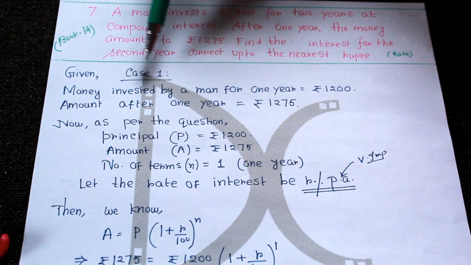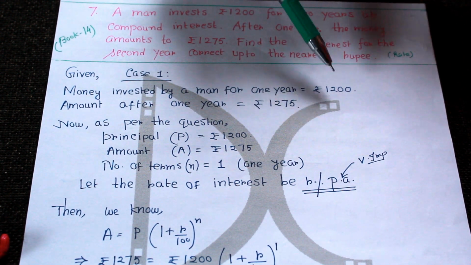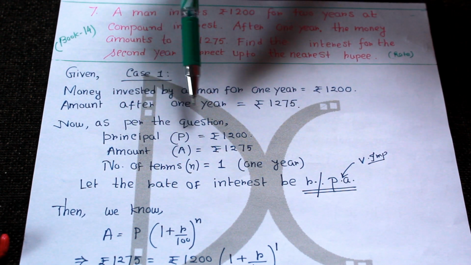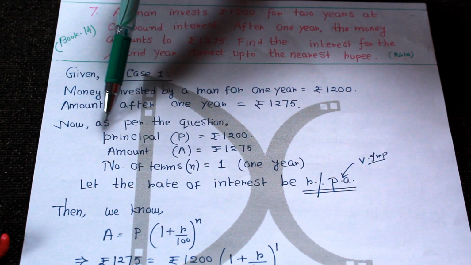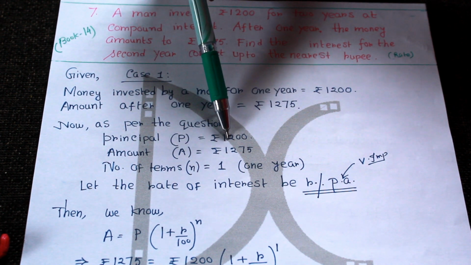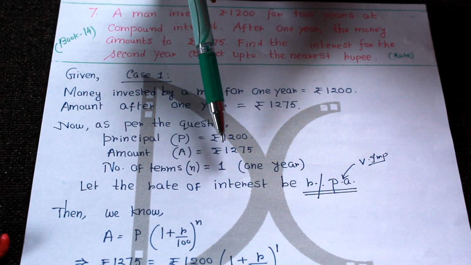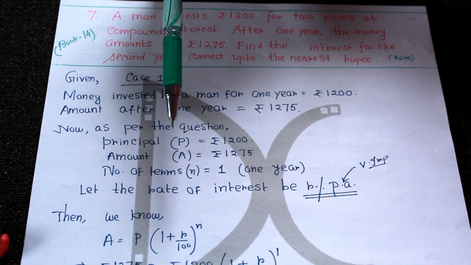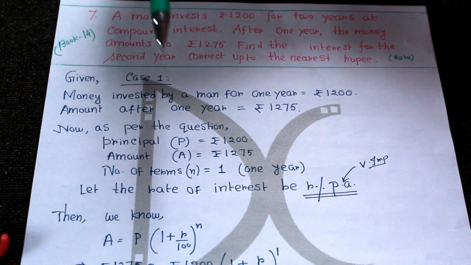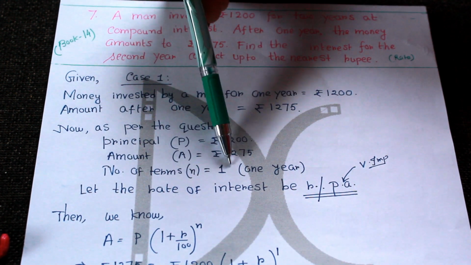So I am considering the first case here. What they have told: money invested by a man is rupees 1200. This is our P. Now see, amount after 1 year is 1275. One year, again be careful. Now how am I framing the answer? As per the question, principal P is 1200, amount A is 1275. Since I have considered the amount A, which is the amount after the first year, the number of terms n will be 1. If in the question they tell you that it is the amount after 2 years, then you will take 2 as n, because it is compounded annually only. But since it is after 1 year, you will take 1 here.